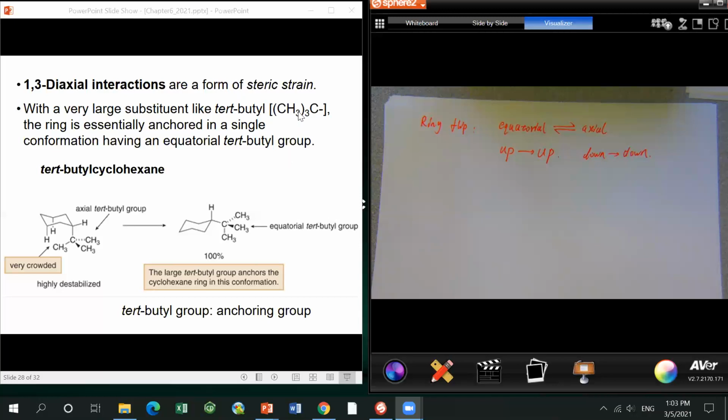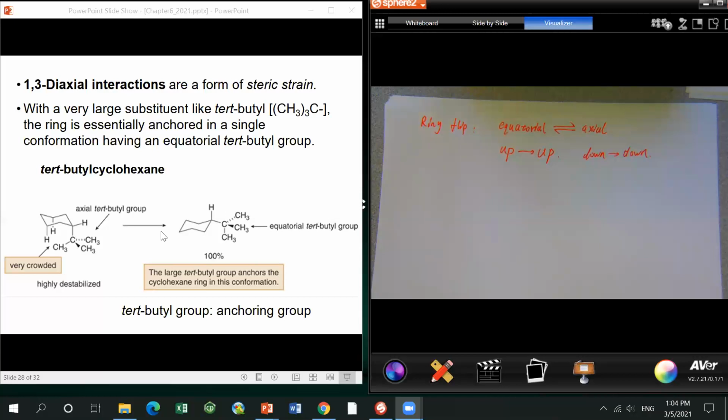For example, the tert-butyl group is too bulky. In this case, 100% of the time you have to put your tert-butyl group at the equatorial position. It's impossible to do a ring flip and put the tert-butyl group in the axial position, because it's too crowded, too close to the two axial hydrogens. So we call this tert-butyl group the anchoring group. What does that mean? Once you have this very bulky group, you cannot do any ring flip. The only conformation you can keep is with your tert-butyl group in the equatorial position.